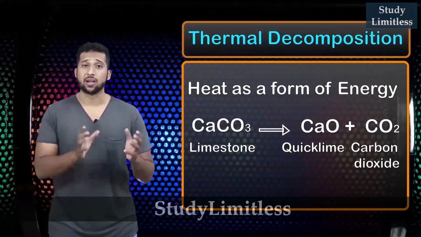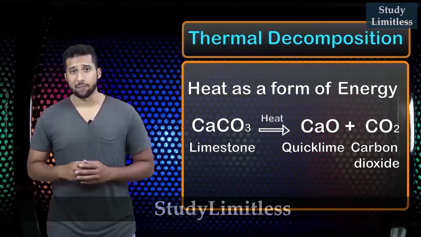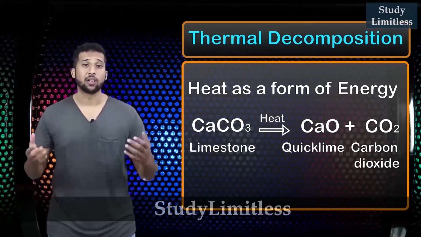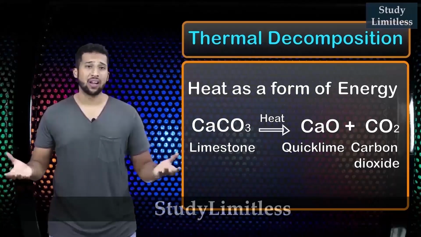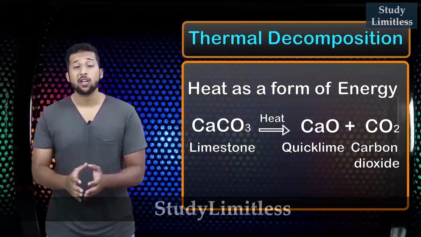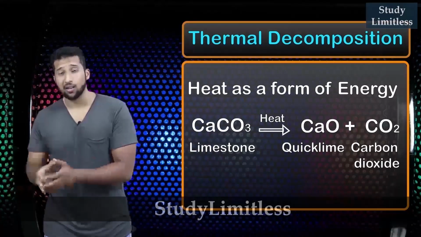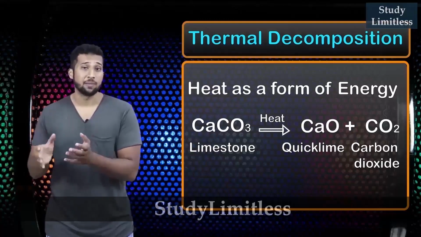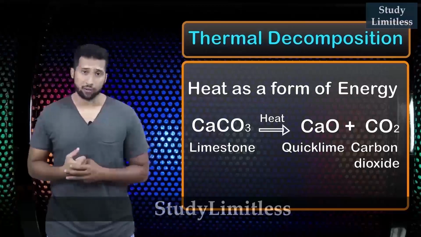Limestone is calcium carbonate, which is CaCO3. When you subject this to heat, maybe from anywhere, either a Bunsen burner, a burning flame, or some other electric source. Now, after you have subjected it to heat, you would soon find that you have calcium oxide, which is quicklime, CaO, plus CO2 gas, which is evolved.